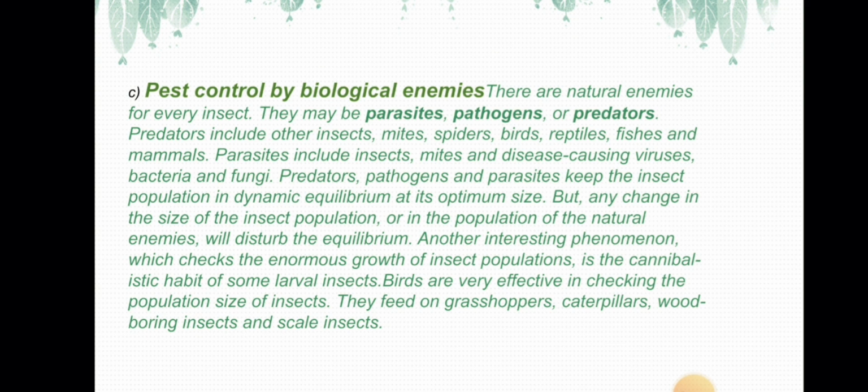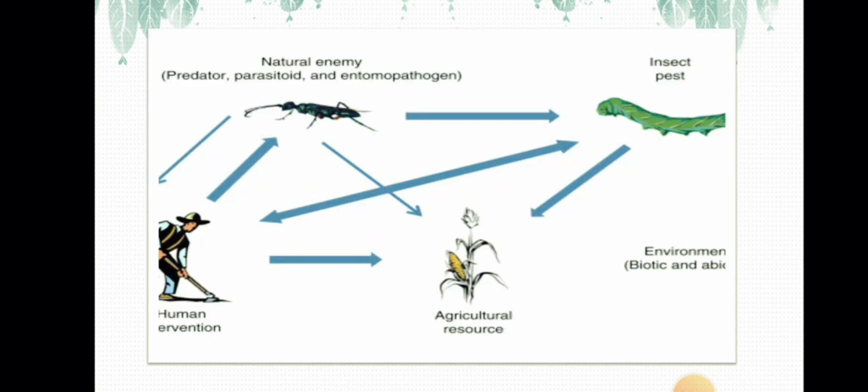So by this mechanism, by the predator, pathogen or parasite, we can make a dynamic equilibrium to keep the population at its optimum size. This is just a flow chart of what we said earlier: there is a natural enemy, an insect pest, an agriculture resource, and human intervention. The arrows show what is happening there.